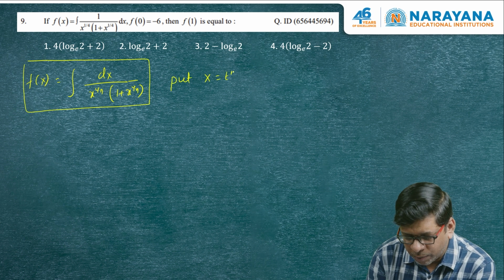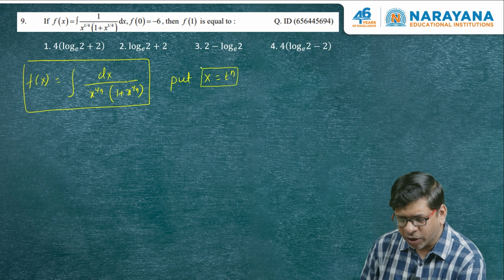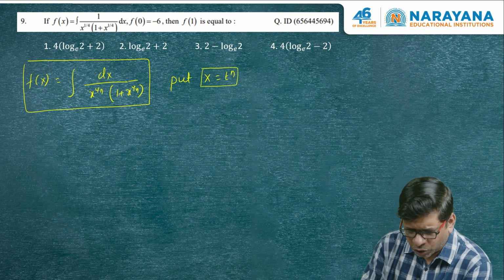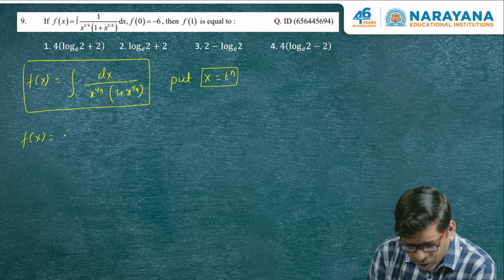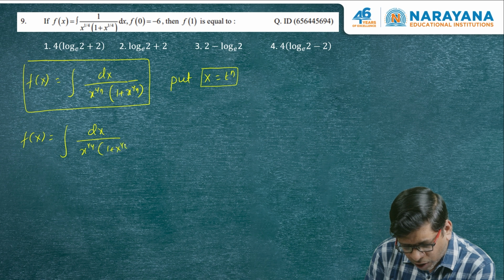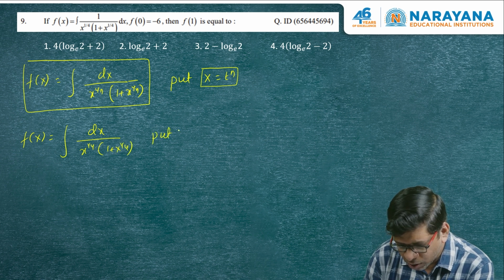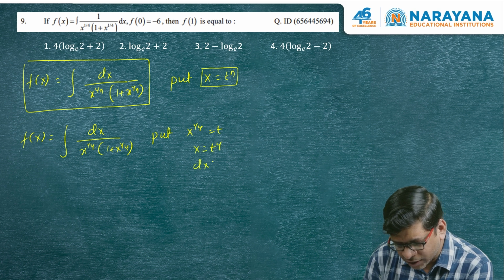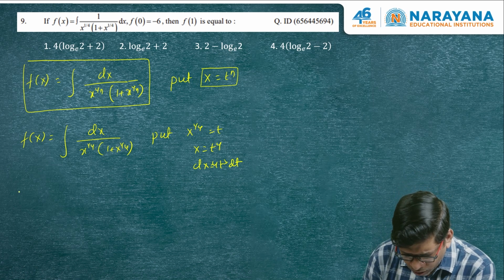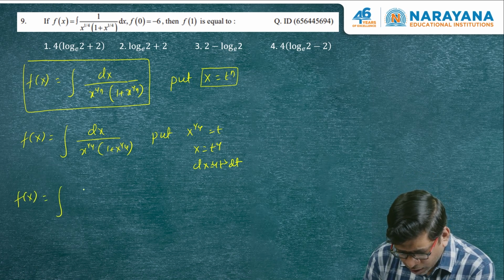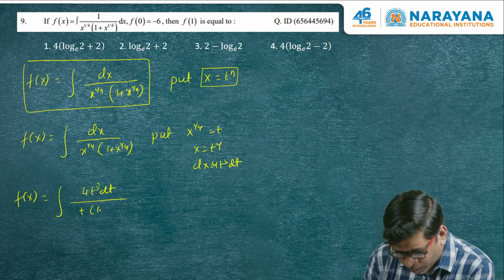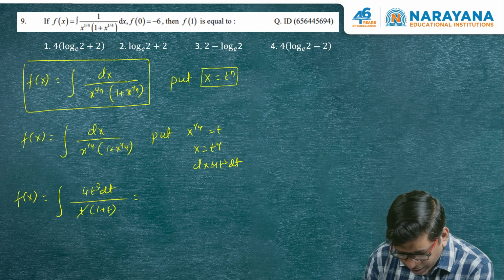Put x equals t power n. For us, n is 4. So let us take the original question which is given to us instead of using n. So x power 1 by 4, 1 plus x power 1 by 4. Put x power 1 by 4 as t, meaning x equals t power 4. So dx is 4t cube dt. If we substitute here, dx is 4t cube dt divided by t into 1 plus t. One t will get cancelled.